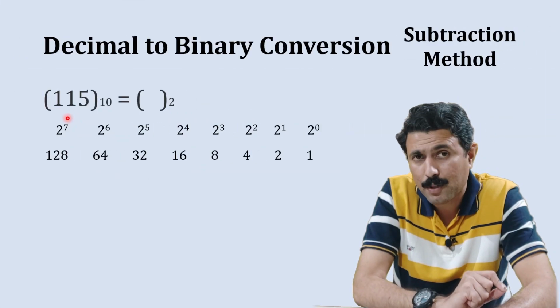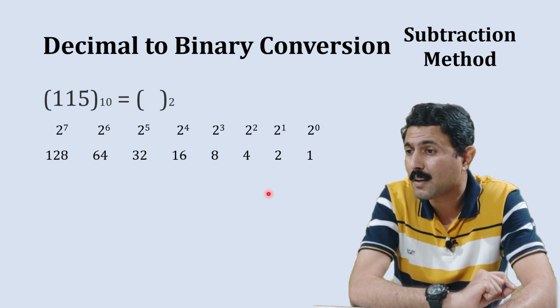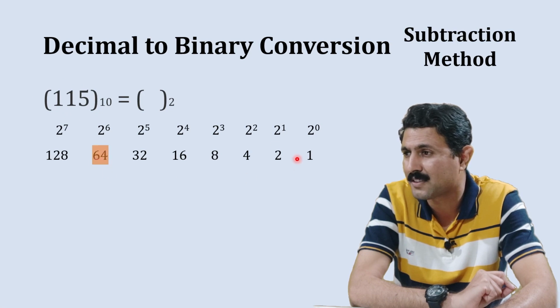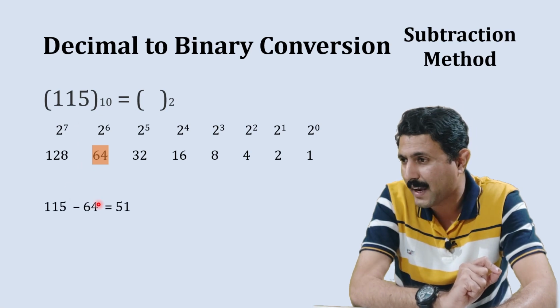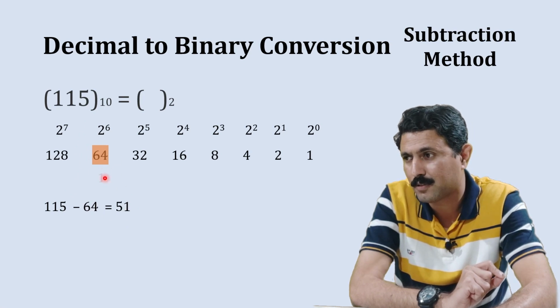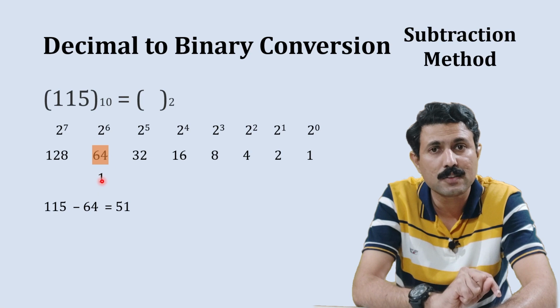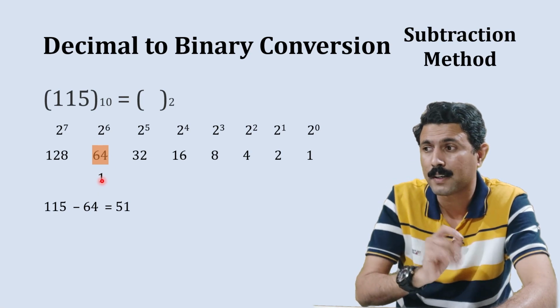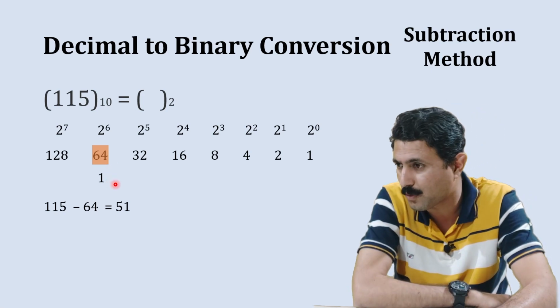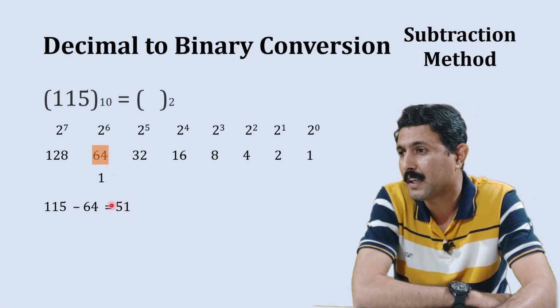Now in the next step, you're supposed to find the largest number from this series which is less than 115. Here you can see this 64 is the largest number below 115. So we should subtract 64 from 115 and we'll get 51. Here we are using 64, so we should write 1 below 64. Understand this thing properly. When we are using this 64, we should write 1 below 64. Now here we get 51.